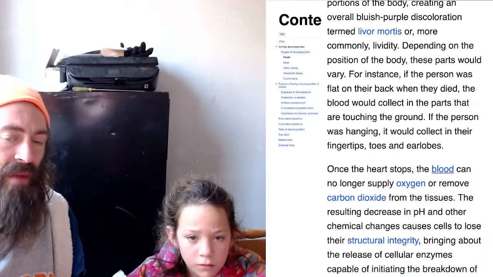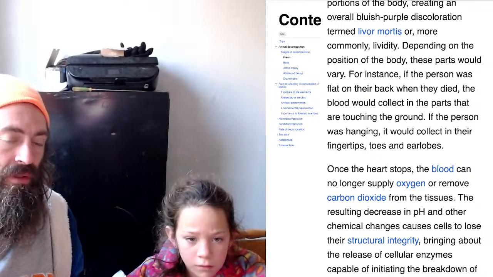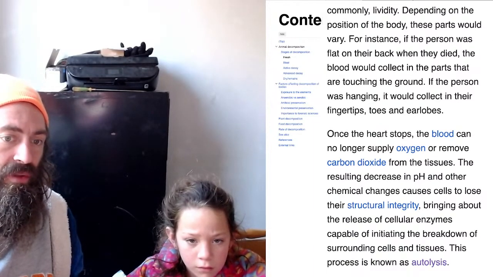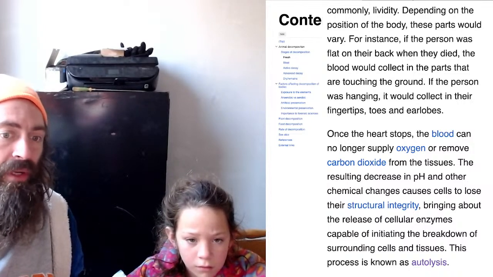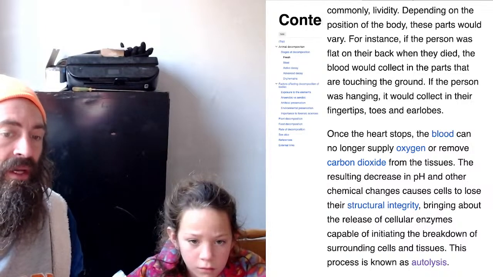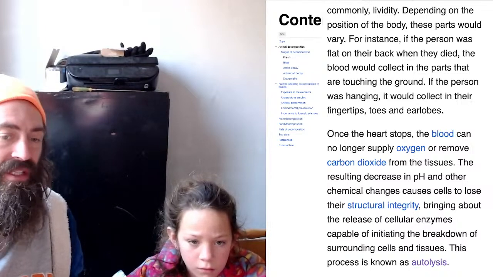Once the heart stops, the blood can no longer supply oxygen or remove carbon dioxide from the tissues. The resulting decrease in pH and other chemical changes causes cells to lose their structural integrity, bringing about the release of cellular enzymes capable of initiating the breakdown of surrounding cells and tissues. This process is known as autolysis.